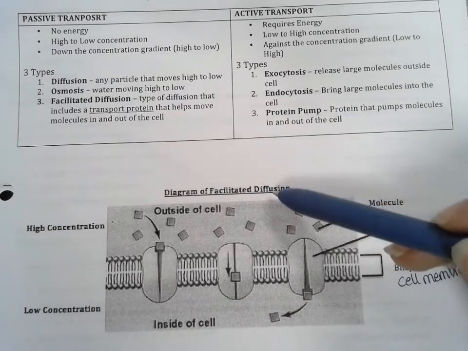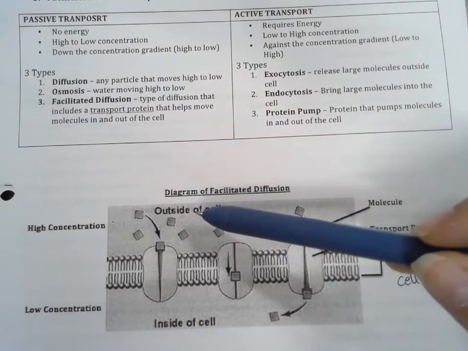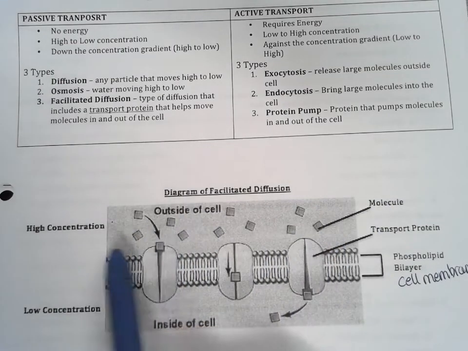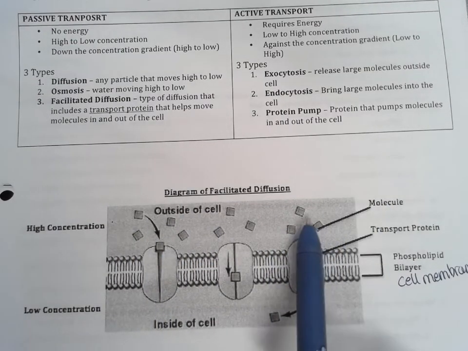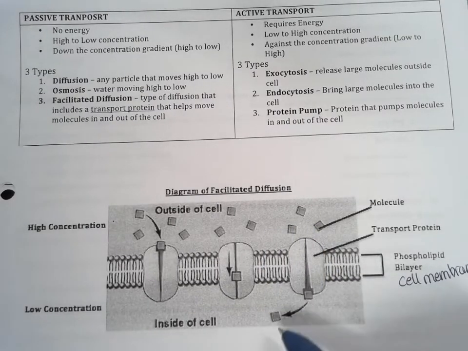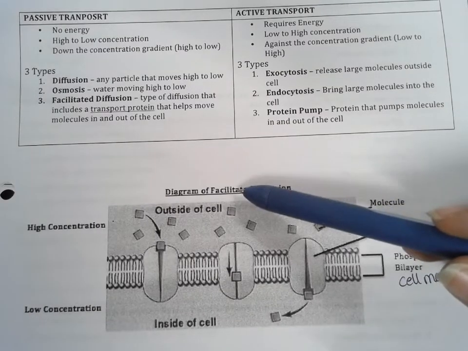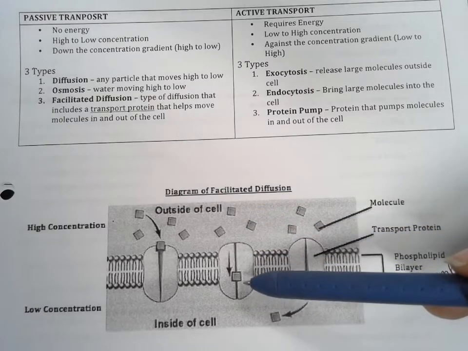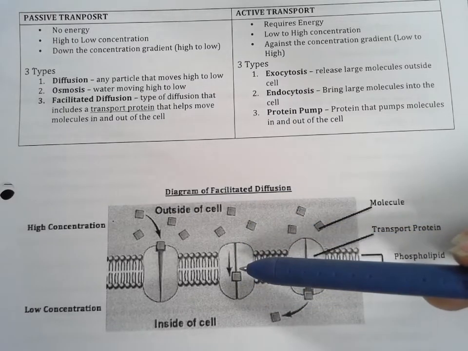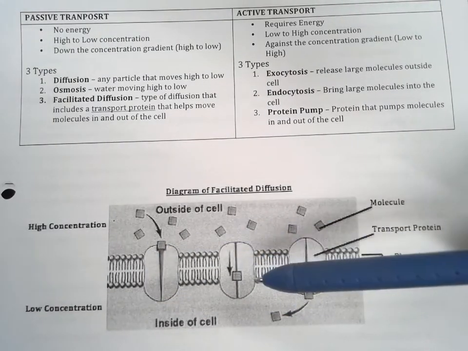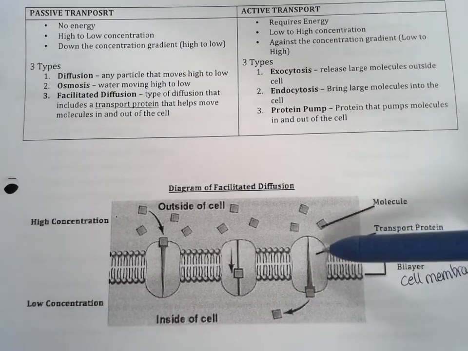So facilitated diffusion, I know molecules travel from a high concentration to a low concentration. I can tell that this area is high concentration because it has a lot of molecules. It is traveling to a low concentration. I can tell it's low because there's only one molecule. And it's facilitated diffusion because the molecules are traveling down the concentration gradient through a transport protein. I have 3 transport proteins embedded or integrated into my cell membrane.